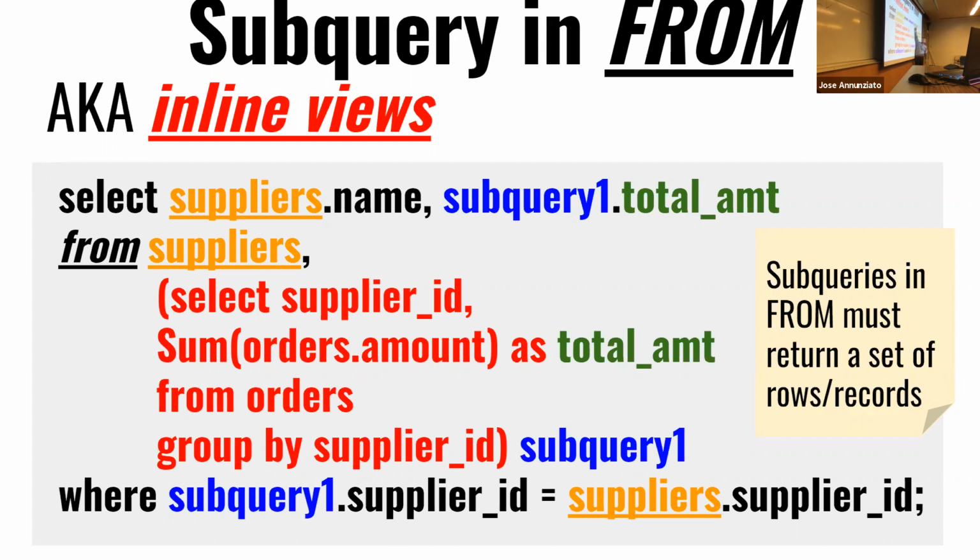See that? So from subquery 1, I can only retrieve what? Supplier ID and the total amount. That's the only 2 things that I have in that table, the only 2 fields in there. So I'm displaying the total amount over there. Make sense? Okay.